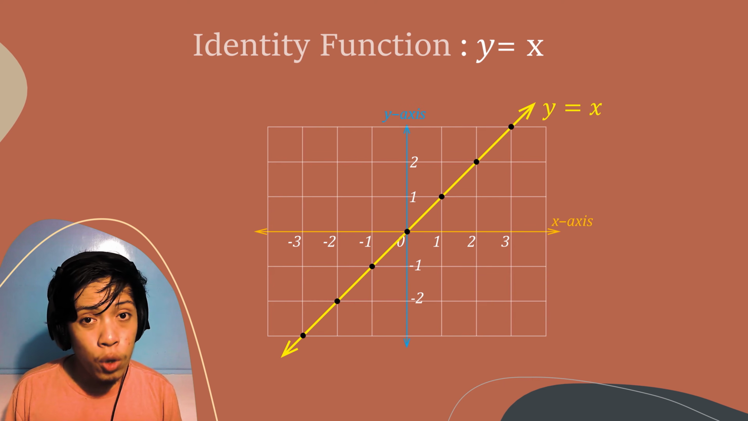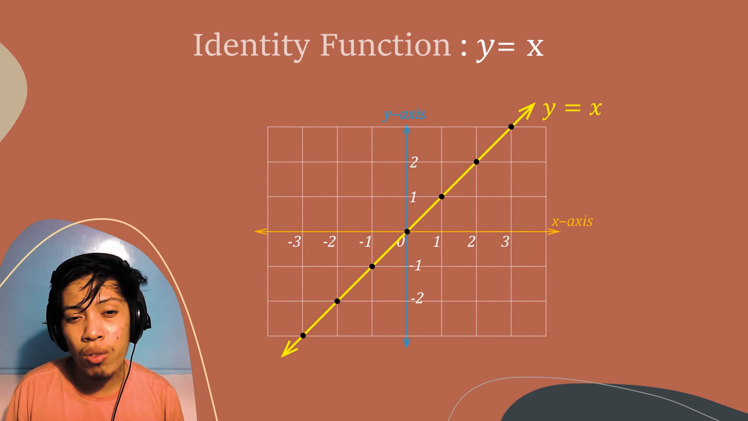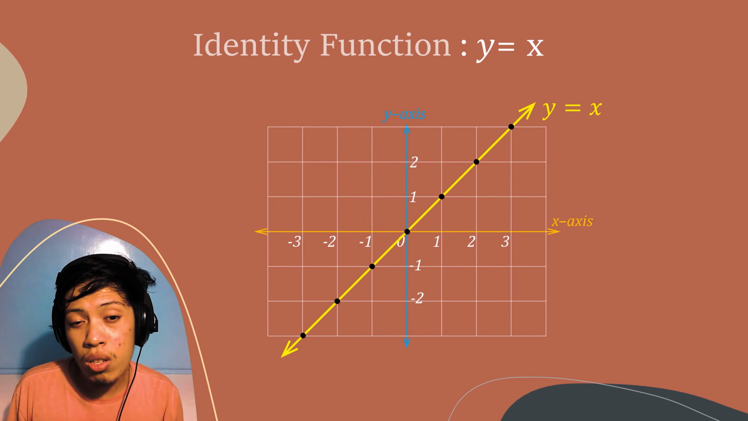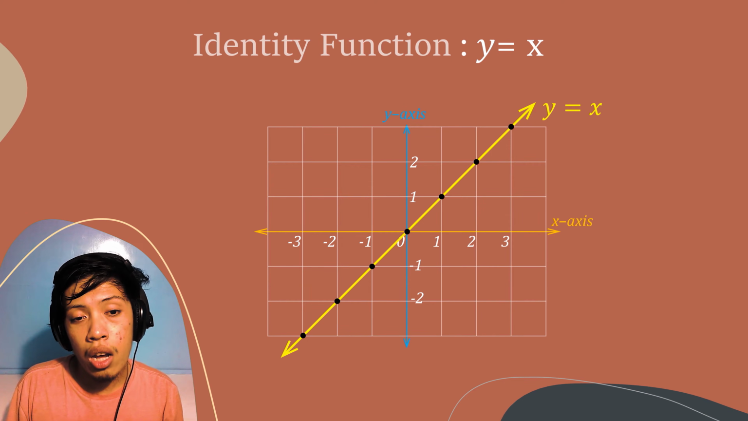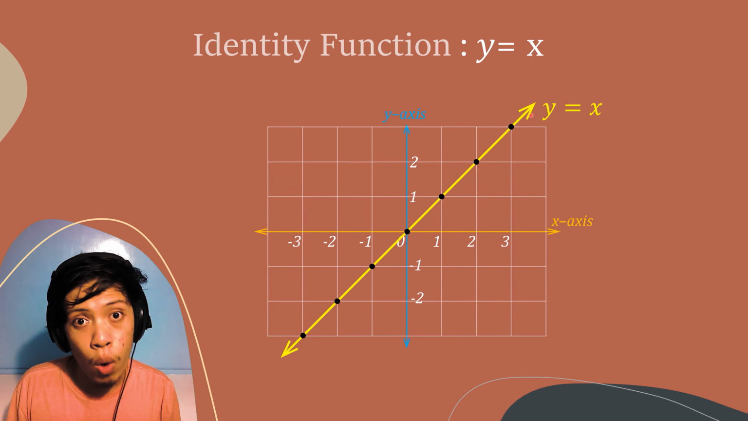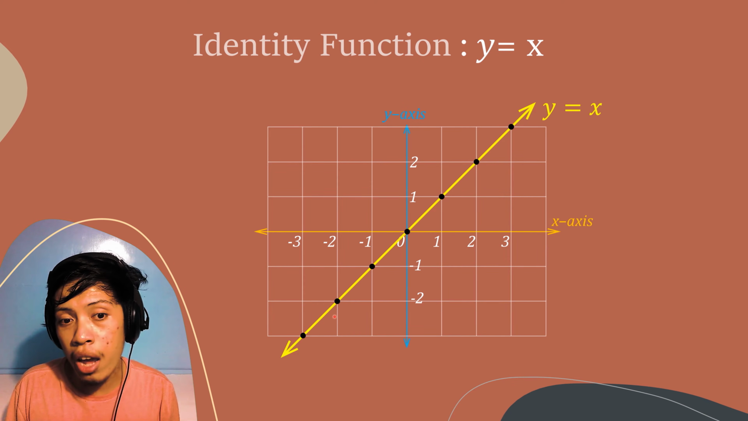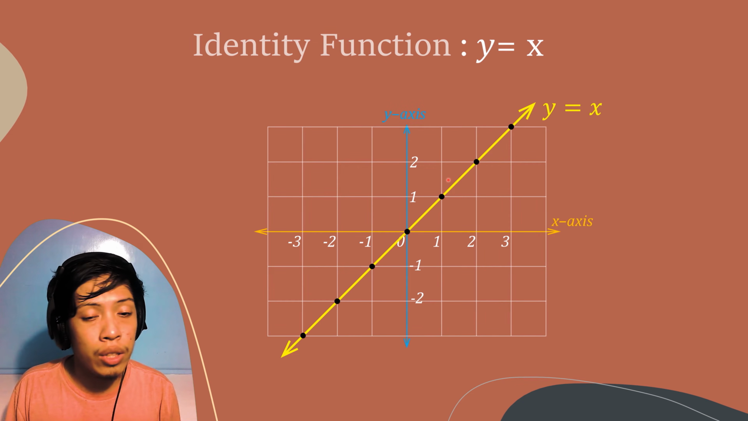Now, to find the domain and range of this function, this is very easy, because if you look at the graph, diba? This graph would just go on forever in this direction, upward to the right, and this one would just go on forever, downward to the left.